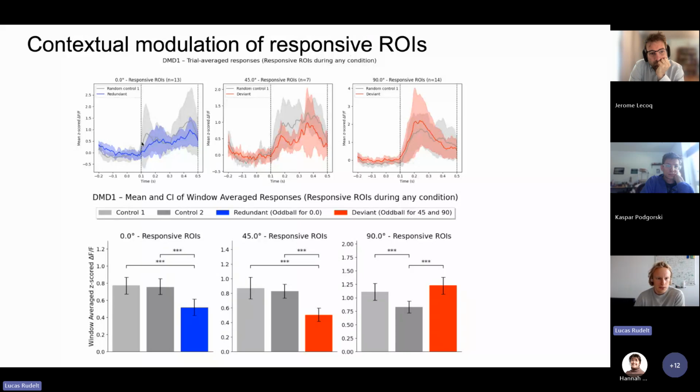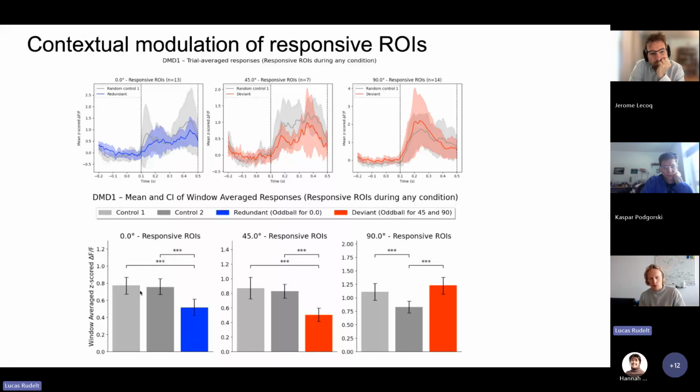And in this case, if I do this and look at averages over these responsive ROIs, we also see depression during the oddball block, both for the 0 degree and 45 degree, but not for 90 degree, which is the deviant, or let's say more deviant orientation. So it's actually quite interesting. From this one could conclude that the second control response is actually the same as the first control.